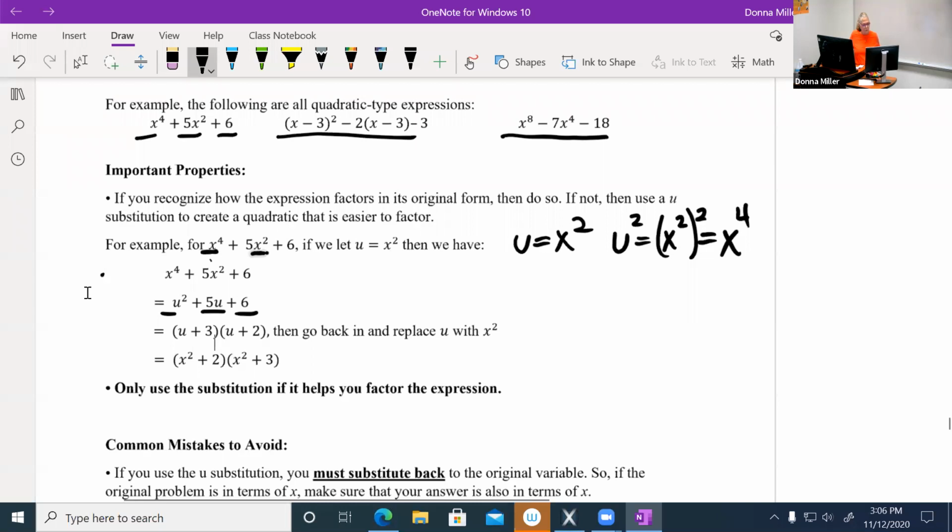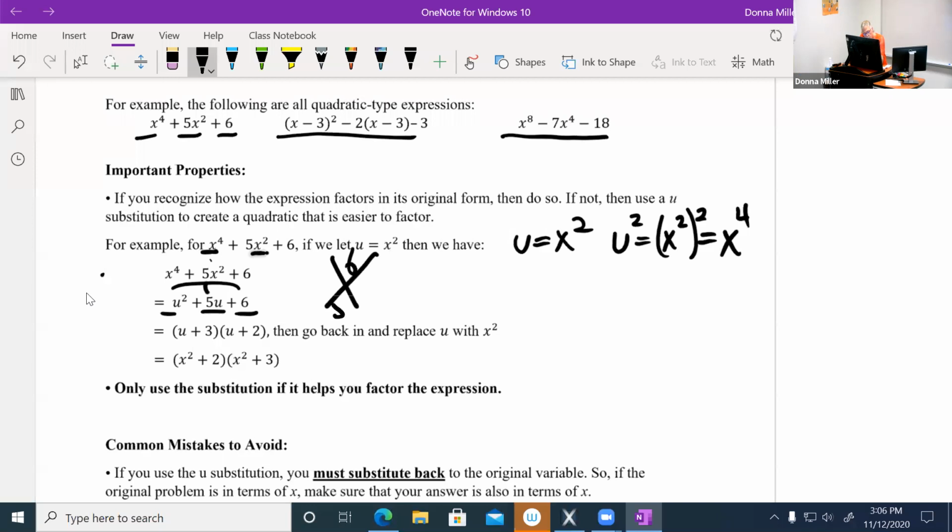Because it looks like a simple old quadratic. It's something I can factor, which is what she does in her next step. So remember, she finds factors of 6 that add to 5, which would be 2 and 3. So she factors this as u plus 3, u plus 2. So that's what we would usually do.